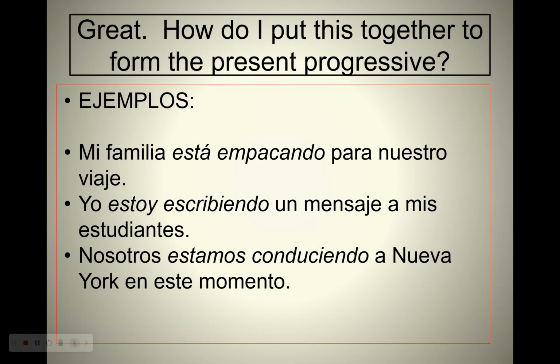So our ejemplos are, mi familia está empacando para nuestro viaje. My family is packing for our trip. Yo estoy escribiendo un mensaje a mis estudiantes. I am writing a message to my students. And finally, nosotros estamos conduciendo a Nueva York en este momento. We are driving to New York at this moment.